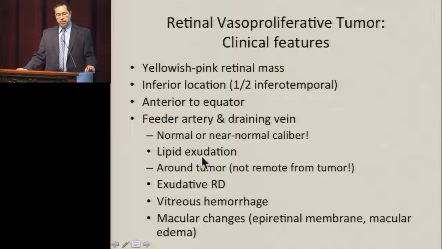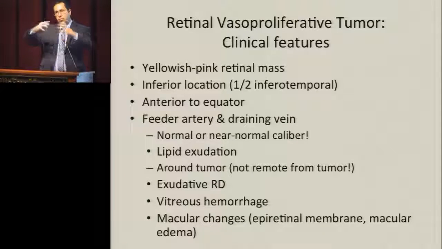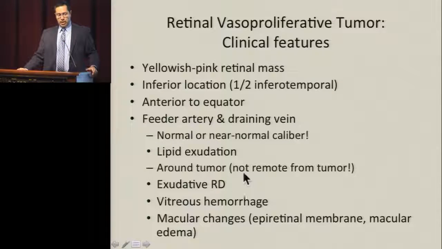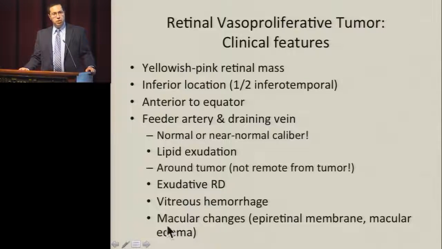They can cause lipid exudation. Usually it's around the tumor, so they don't cause that distant macular exudation that I told you retinal capillary hemangiomas can do. These cause exudation around the tumor that gradually marches towards the macular area. They can cause exudative RD. These tumors sometimes cause vitreous hemorrhage. And it's very, very common for them to cause macular changes. They commonly cause epiretinal membranes. They commonly cause macular edema.